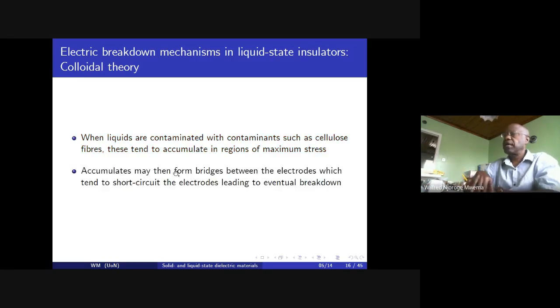When liquids are contaminated with contaminants such as cellulose fibers, these tend to accumulate in regions of maximum stress. The accumulations may then form bridges between the electrodes, which tend to short circuit the electrodes, leading to the eventual breakdown. This is the colloidal theory.